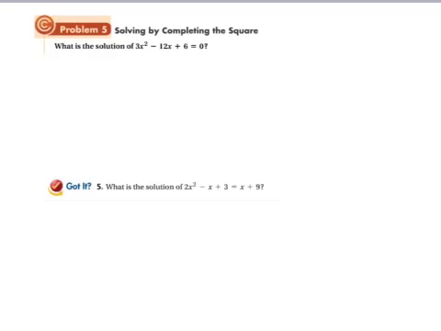I'm going to subtract 6 to move it over to the right side. I left a space there on purpose. So I have x squared minus 12x equals negative 6. All of the x's on the left and the constant on the right. So that is the first thing you need to be concerned with. Moving the x's to the left, constant to the right.